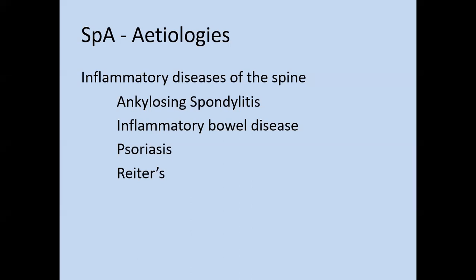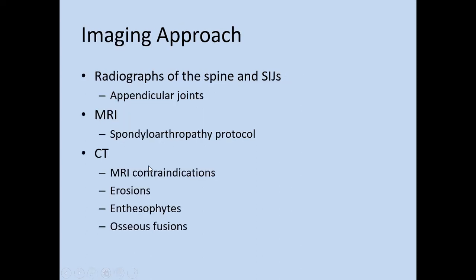So the different entities that we will be talking about include ankylosing spondylitis, obviously the prototype of spondyloarthropathy, and this is the major group of patients with inflammatory changes in the spine. The other groups include patients with inflammatory bowel disease, and how this could affect the spine and the sacroiliac joints, and psoriatic arthritis. So these are the four groups of inflammatory conditions that we will be talking about in this talk.